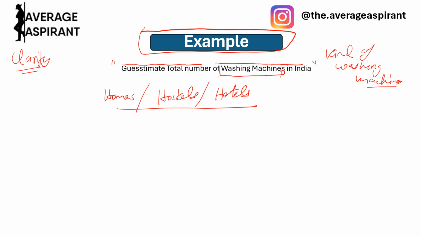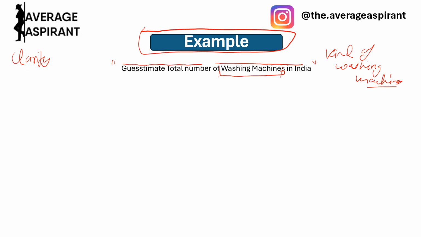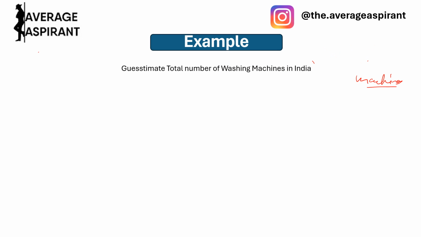So he will tell you, let's only calculate washing machines which are present in homes, right? So this is how you clarify. So now you don't have to calculate all the hotels, homes, or any other commercial areas washing machines. You'll have only to calculate washing machines in Indian homes or households.